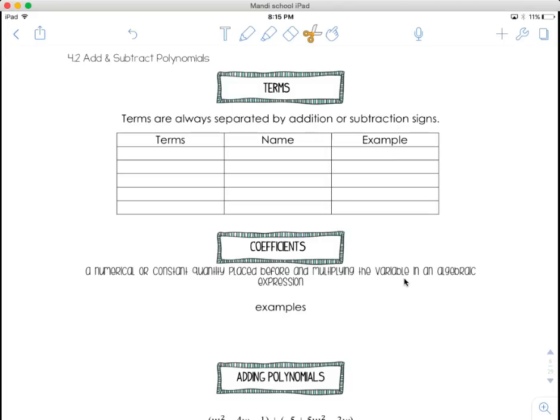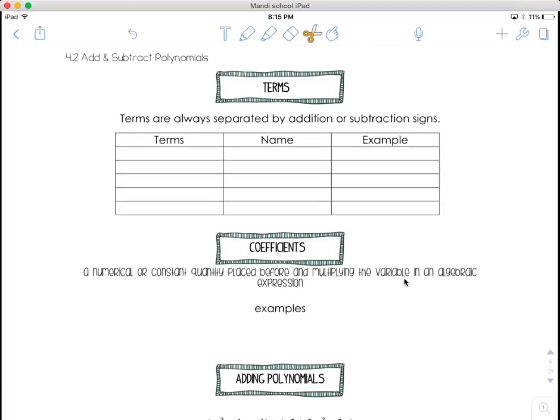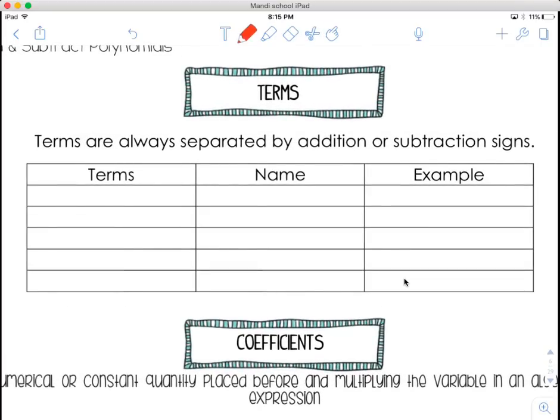Okay, this is 4.2. We're going to talk about some review information before we go ahead and begin adding and subtracting polynomials. So let's talk about terms. You can have one term. One term means that it is not separated by an addition or subtraction sign because there's only one. We call this a monomial because mono means one.